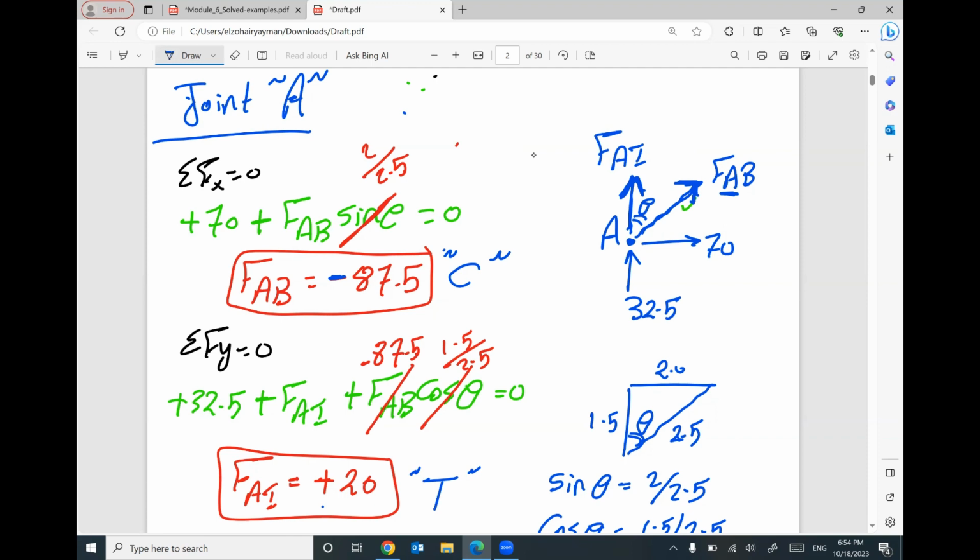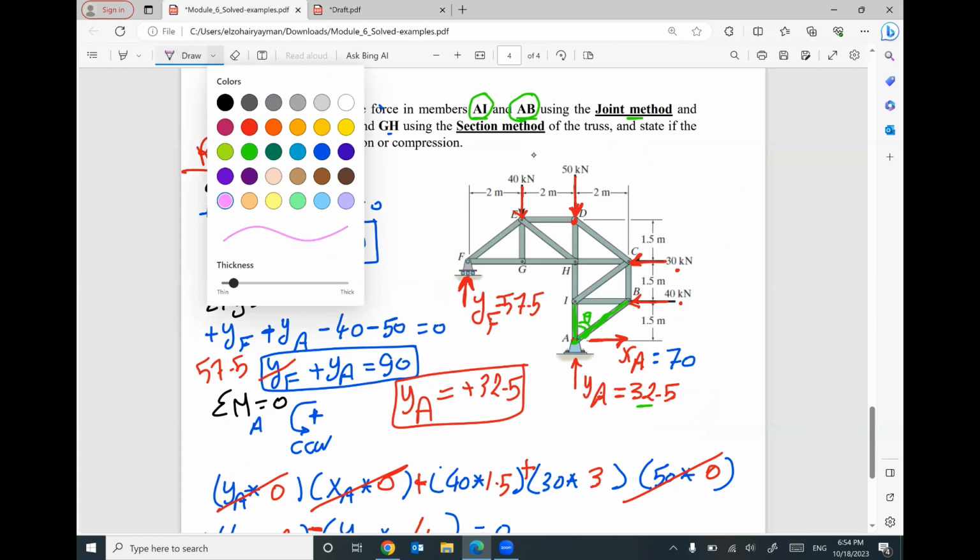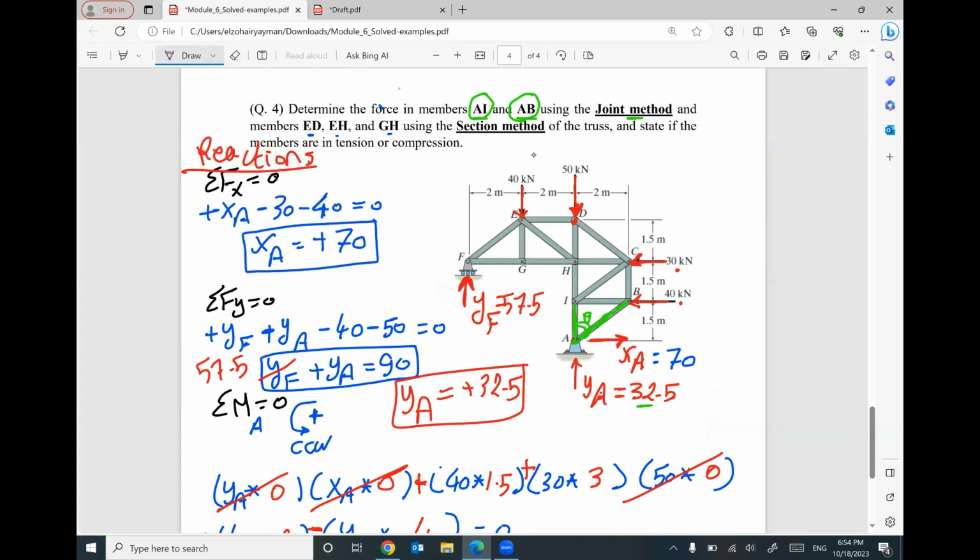So I figured out the internal forces in the first two members, and I identified whether these members are in tension or compression. We have another part. We are looking for members ED, EH, and GH using the section method. So I will need to do a cut. Your cut will pass through the required members. Does that make sense?